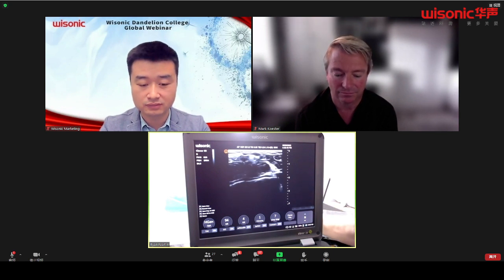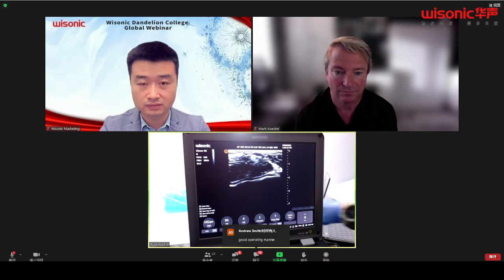I'm going to try and turn this light down a little bit, see if we can see a little better. Hopefully that's a little better.